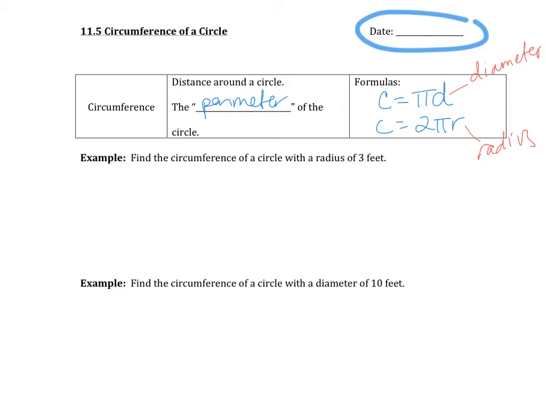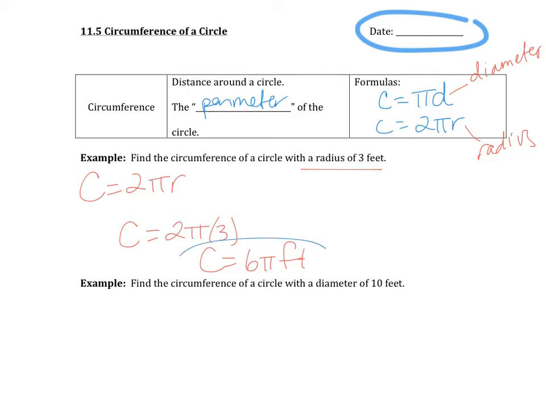Alright, moving on to our first example here, find the circumference of a circle with a radius of 3 feet. So I see that it's giving me the radius. I'm going to use the formula circumference equals 2 pi times radius. So instead of the r, I'm going to plug that in. So circumference equals 2 times pi times 3. So circumference is equal to 6 times pi. And then I'm going to put this as feet.